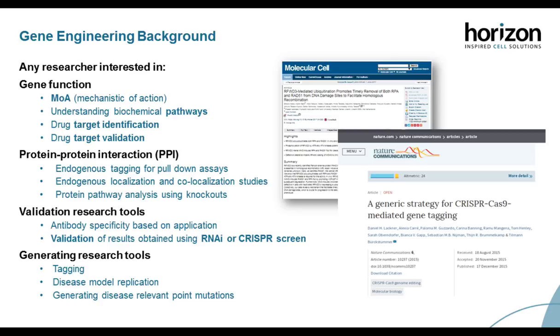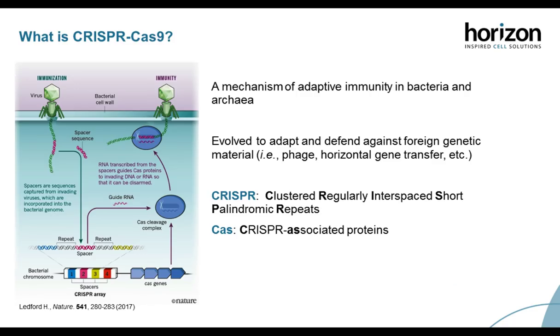But what is CRISPR Cas9? CRISPR Cas9 was originally described in bacteria as part of the bacterial immune system. The bacterial immune system has evolved this mechanism to defend against genetic parasites. So CRISPR essentially stands for clustered, regularly interspaced short palindromic repeats, and these are areas within the bacterial genome. And Cas stands for CRISPR-associated proteins. So these are proteins associated with these clustered, regularly interspaced short palindromic repeats.